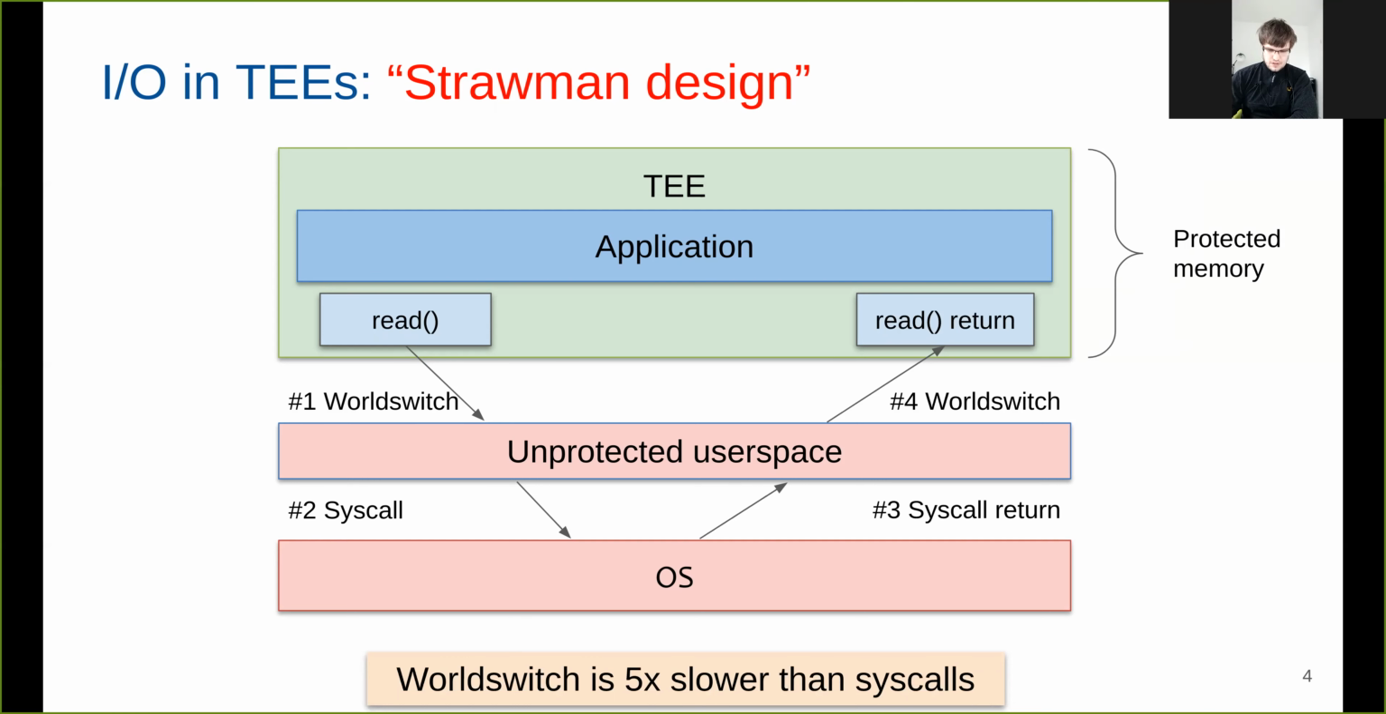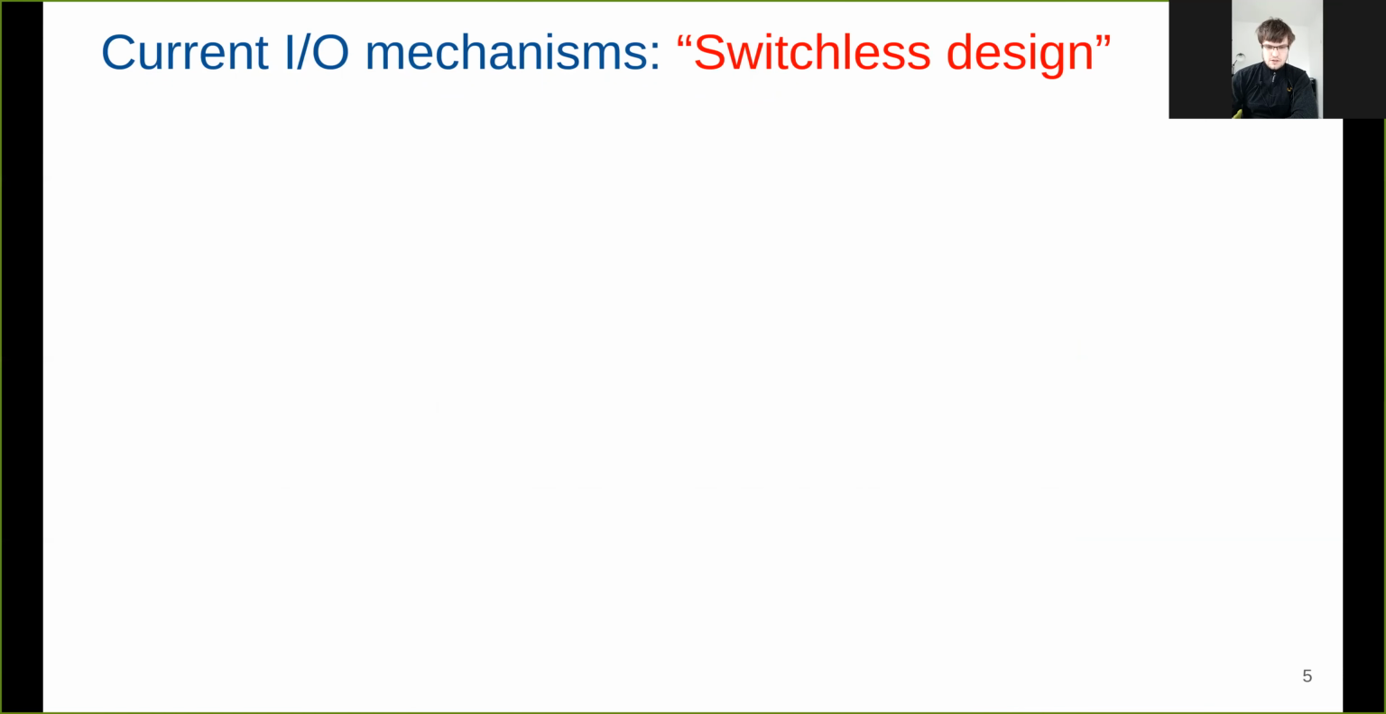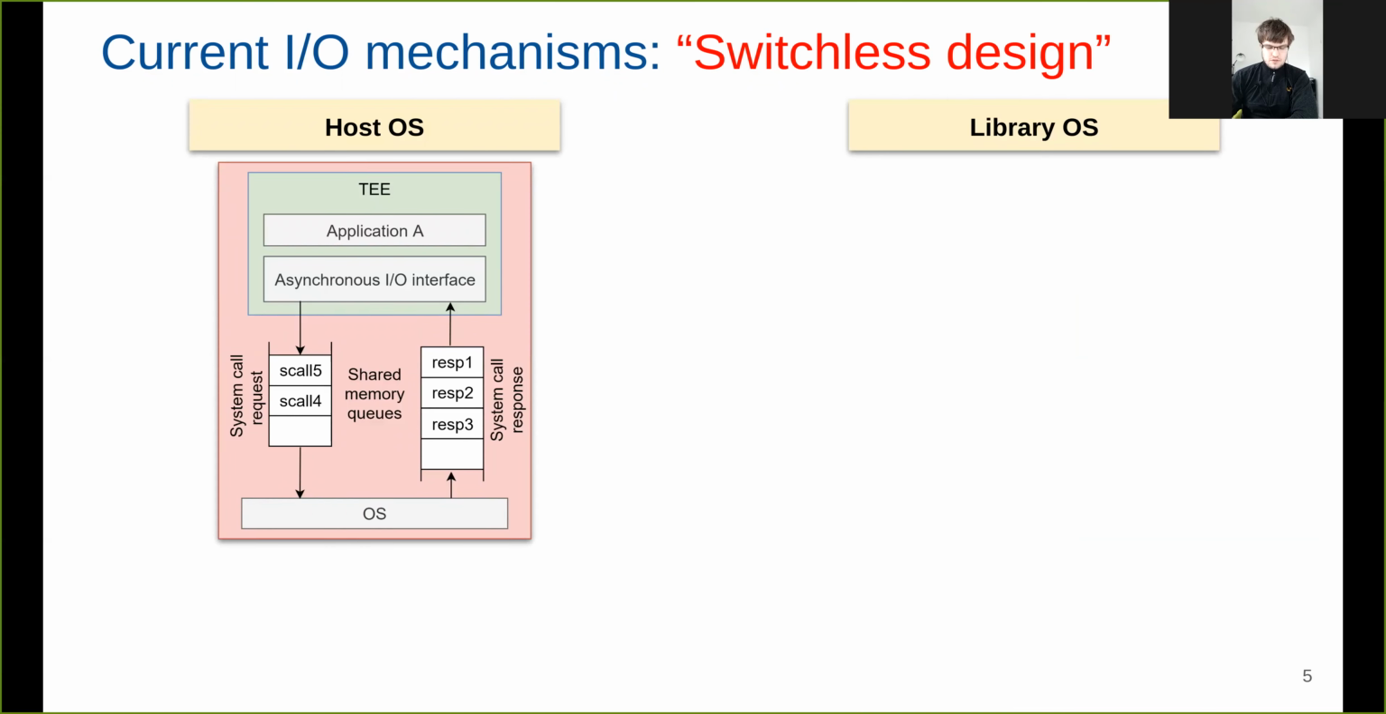So to counter that, other mechanisms have been proposed in the past, the so-called switchless designs. I just want to introduce 2 major ones here. One is based on the host operating system, and the other one is based on a library OS. The host operating system approach works as follows. You have your application running inside the trusted execution environment, and when the application wants to do I/O, it has an asynchronous interface in which system calls get queued into a memory buffer outside the trusted execution environment. A thread outside will then process these system calls and put the results in another system call response queue.